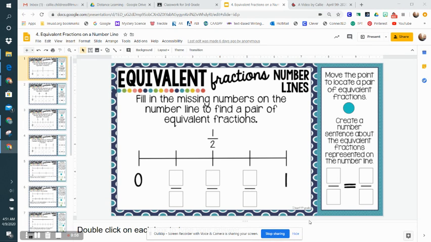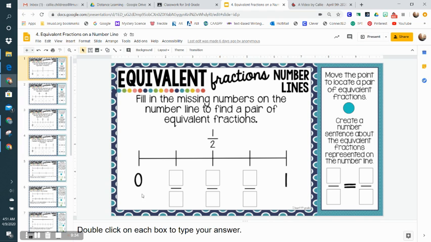Hi, everyone. Today in math, we are going to continue to be looking at equivalent fractions on number lines. So let's go ahead and look at our first question on slide number 1. So let's just read it. It says, fill in the missing numbers on the number line to find a pair of equivalent fractions.